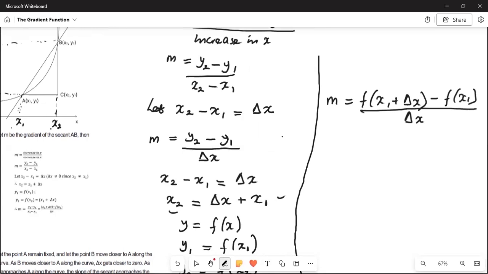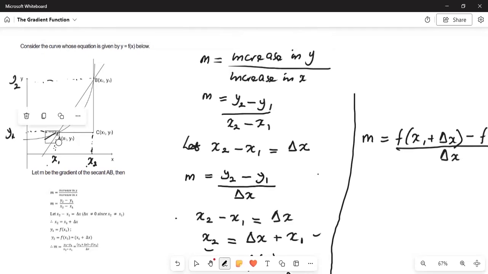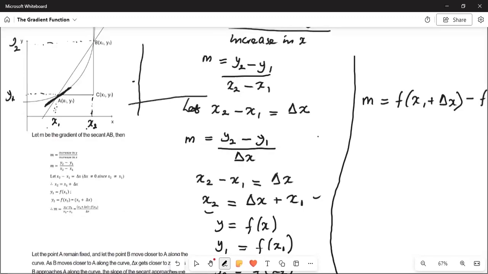Okay. Now, what if we keep this point A fixed and then begin to shift point B closer and closer to point A? Now, recall the gradient we took here is the gradient of this secant line, secant AB. And a secant is this line inside the curve. Now, if you draw another line outside the curve, that would be a tangent. For example, I can draw a tangent line at point A. I want to shift point B closer to point A.